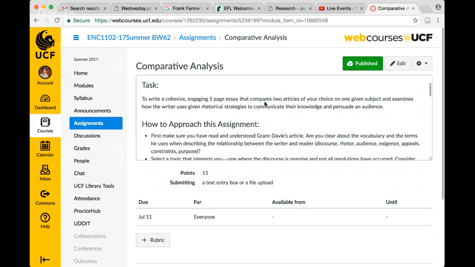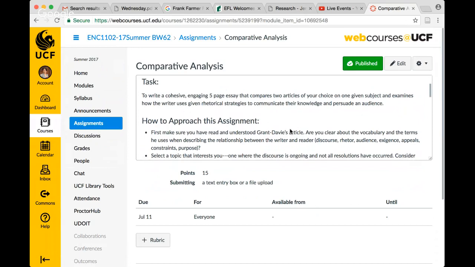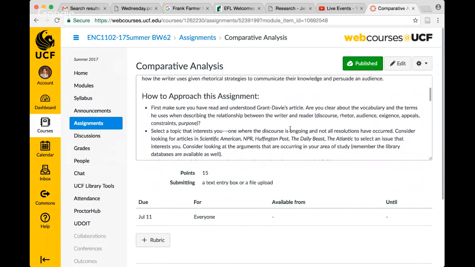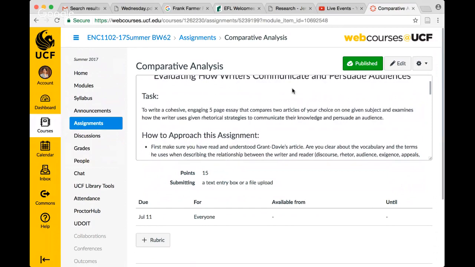So you can see here, I'm asking you to choose 2 articles, right? Your choice on one given subject. Okay, so both articles have to be about the same thing. And I'm asking you to examine how the writer uses rhetorical strategies, right? The things you can point to that they are doing to communicate their knowledge and persuade their audience.